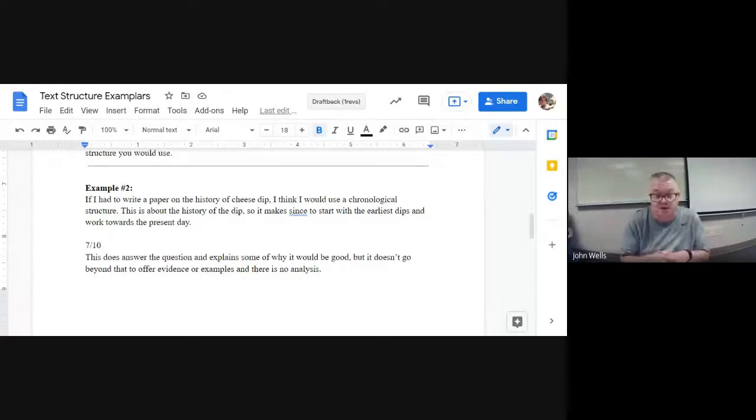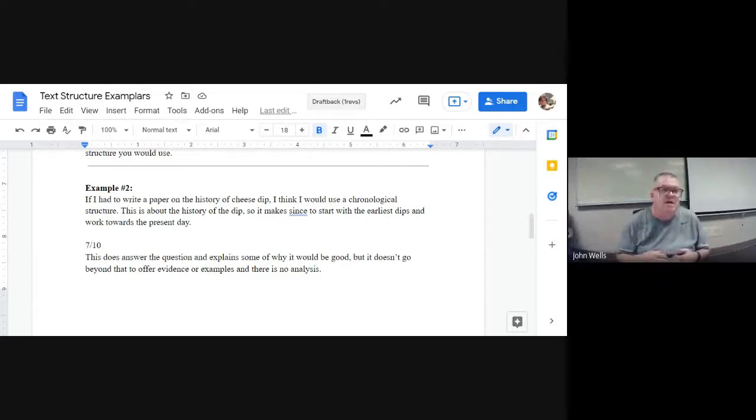But notice this one is starting to get a little bit better, okay? It does state the answer. This is the structure I'd use, and it's starting to explain why it makes sense to do it that way. Now, we haven't really gotten to any examples. It's very little analysis, but we're starting to get better.